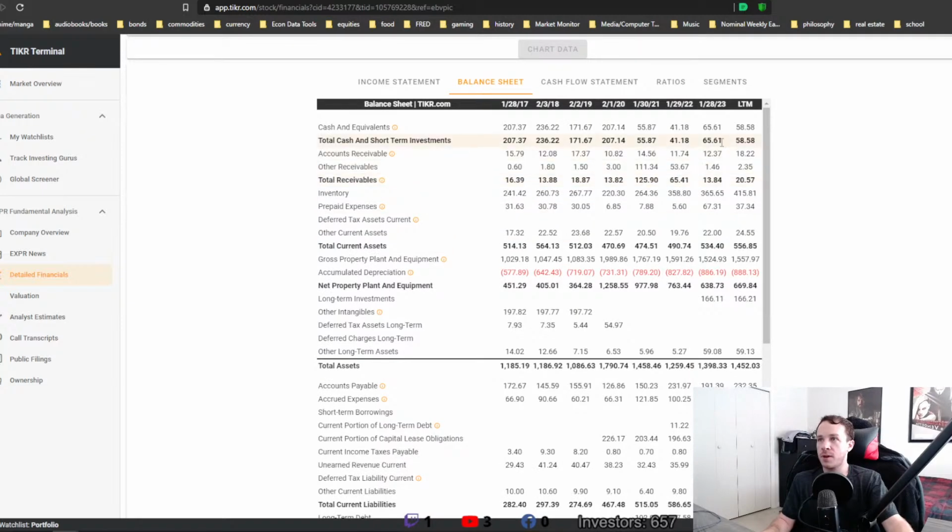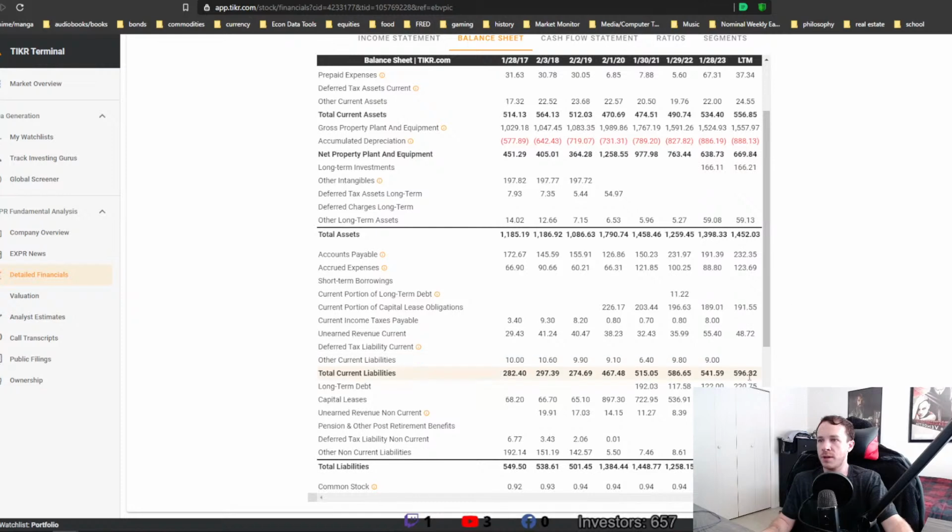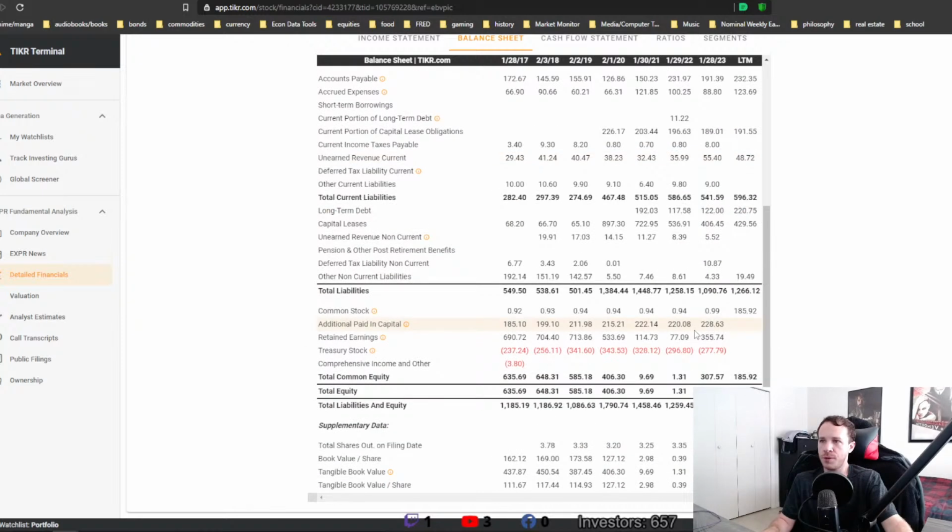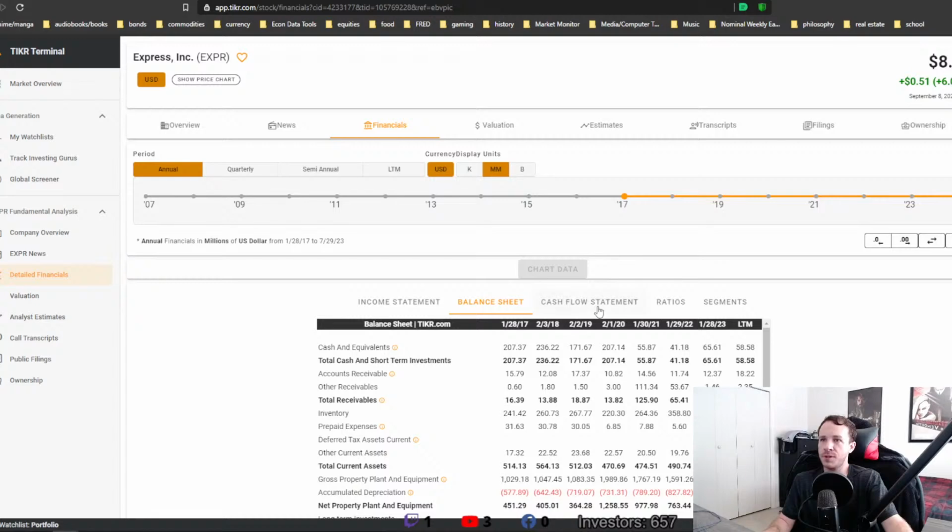So take a look at the balance sheet. You know, the 59 million in cash we've got currently. They still have 650 million in debt, including capital leases, which you should include. So still a pretty significant amount of debt.